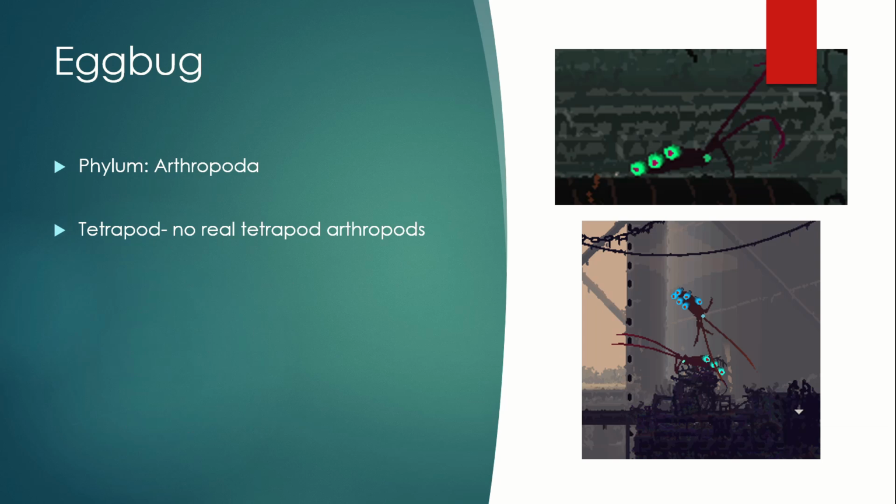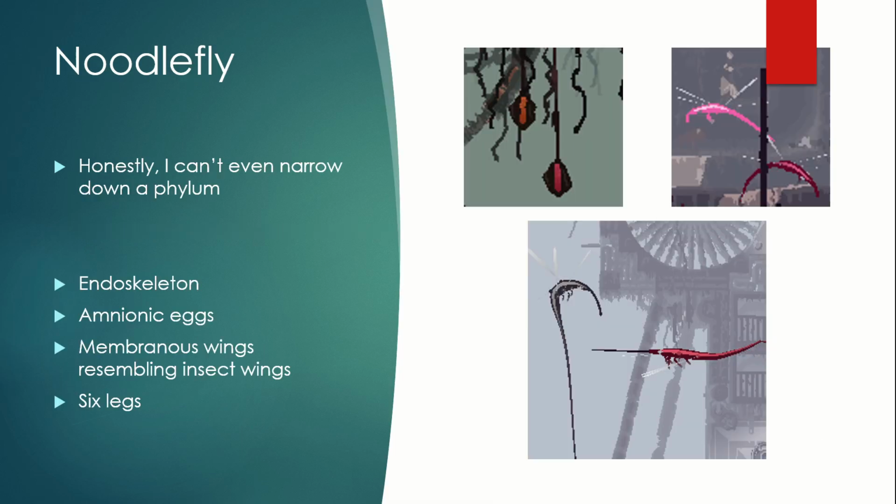Alright, next up, egg bugs. Egg bugs fall under phylum Arthropoda, but they only have 4 limbs, so they're tetrapods, and no real-world arthropods are tetrapods, so they cannot be classified any further.